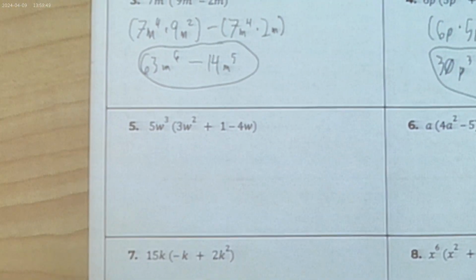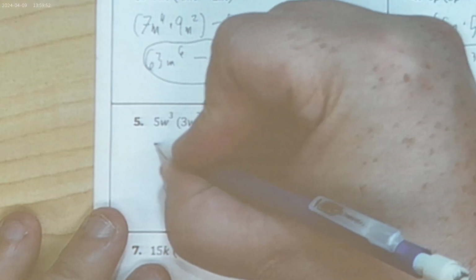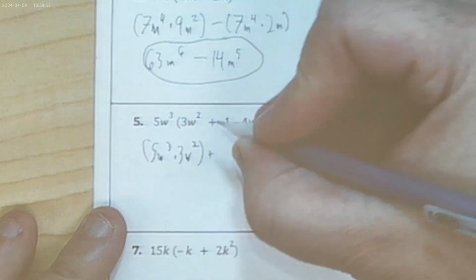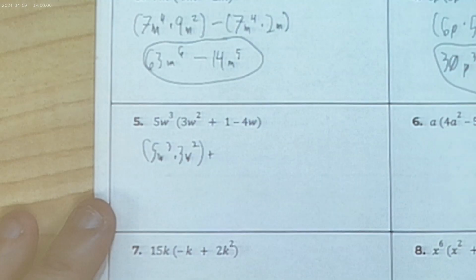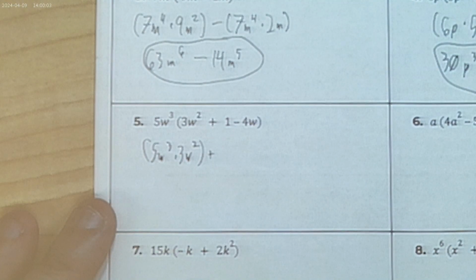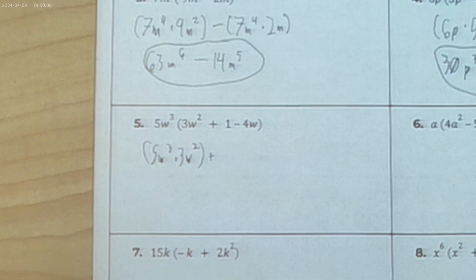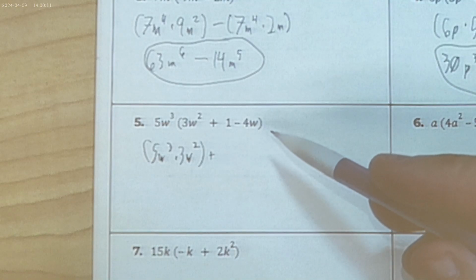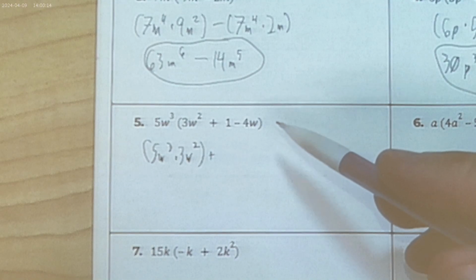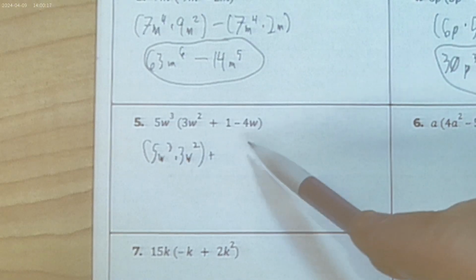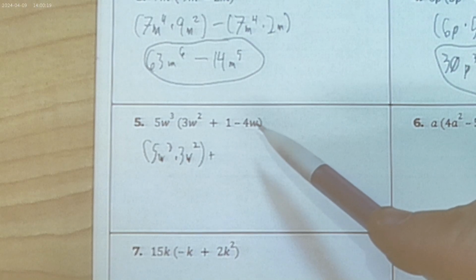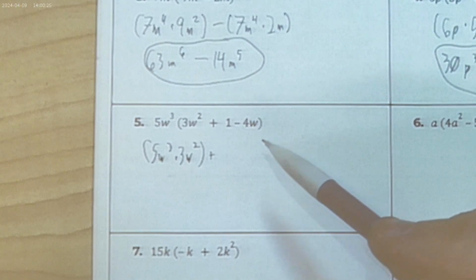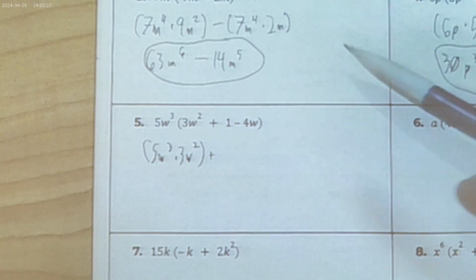Let's keep it moving. All right, so I've got 5w to the third times 3w to the second plus, all right, I just did a quick check. This is not in standard form. All of our previous answers have been in standard form. This is not written in standard form, so when we write the final answer, remember that you have to write every answer in standard form, otherwise it's easy points to miss.